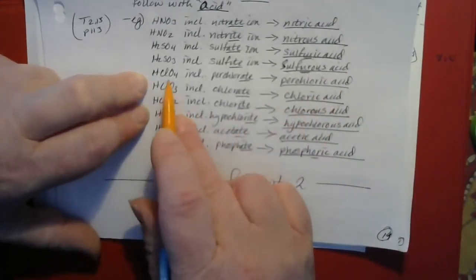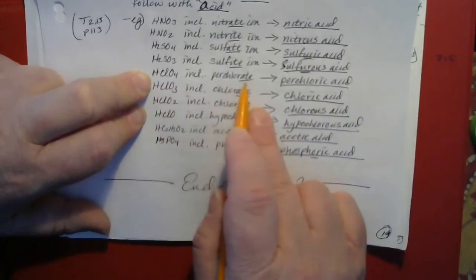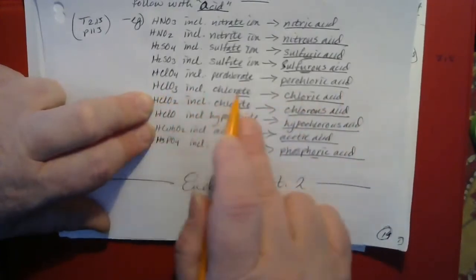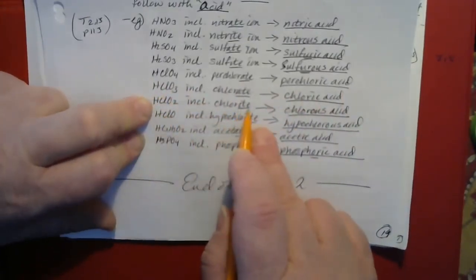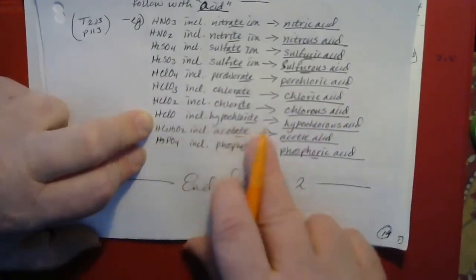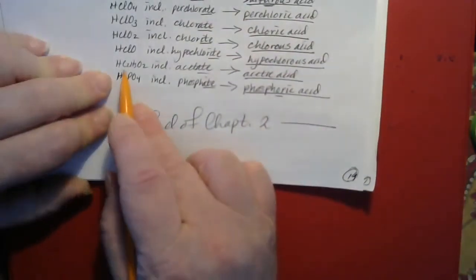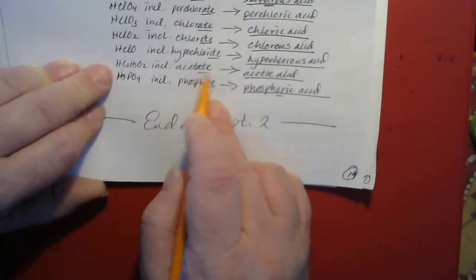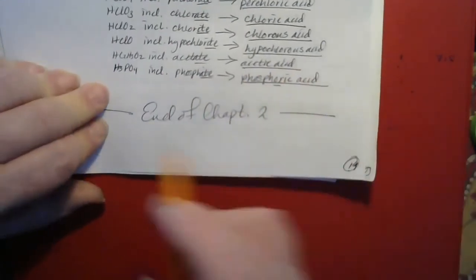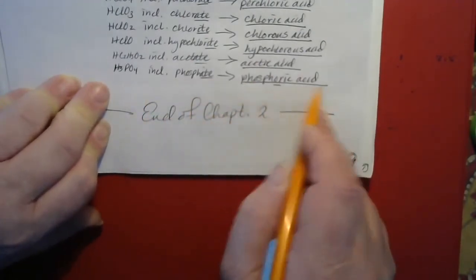And then we get to the chlorine oxyanions. HClO4 involves perchlorate, so that's perchloric acid. And similarly with HClO3, HClO2 involves the chlorite ion, so that would be chlorous acid. HClO involves hypochlorite, so that would be hypochlorous acid. HC2H3O2 includes the acetate ion, and so that's acetic acid. H3PO4 includes the phosphate anion, and so that would be phosphoric acid.